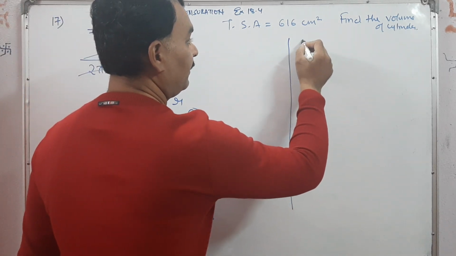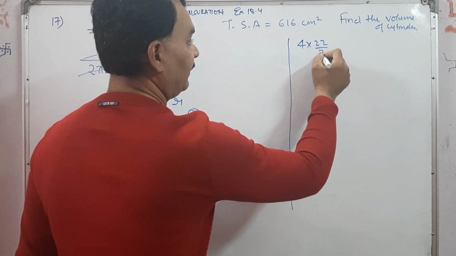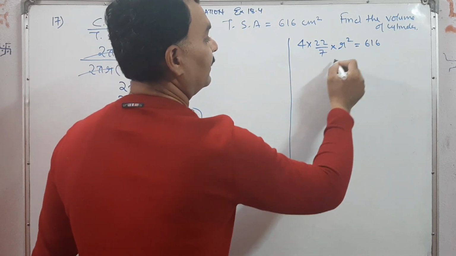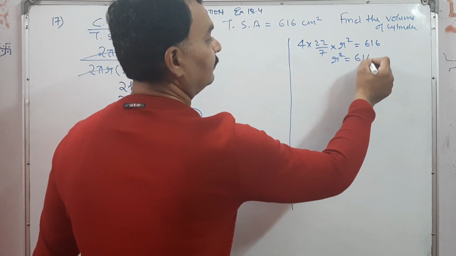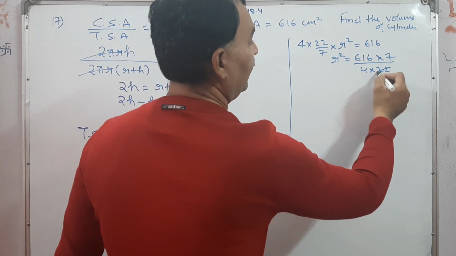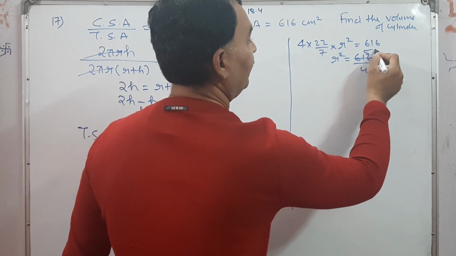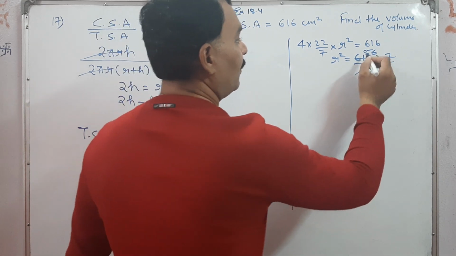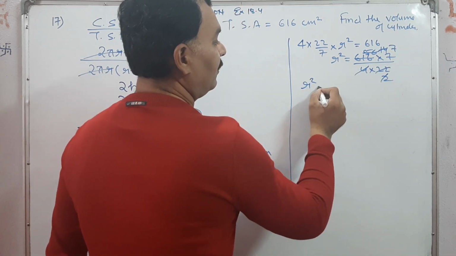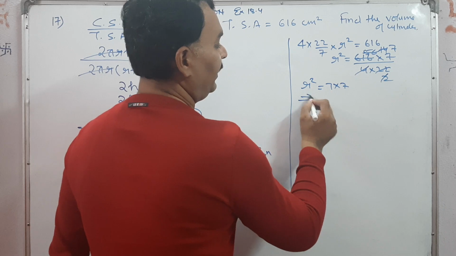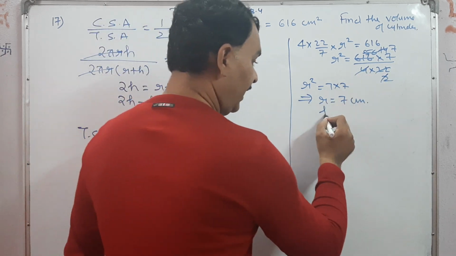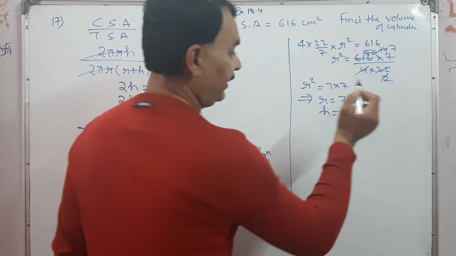Now I'll substitute the value. 4 into 22 by 7 into r square is equal to 616. So r square comes out to be 7 into 7, or simply taking the square root, r is equal to 7 centimeter. That means h is also equal to 7 centimeter.